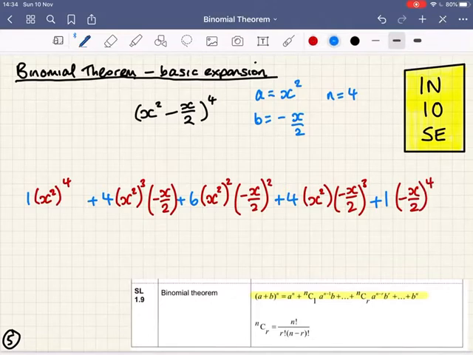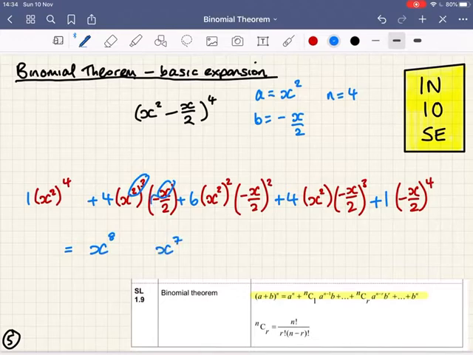Now, no panic, just go through each term and remember your laws of indices, and this should be straightforward. x squared to the power of 4, power of a power, we multiply the two together, so I end up with x to the power of 8. Now here, I've got x squared cubed, which is x to the power of 6, but I'm multiplying it by another x, so I end up with x to the power of 7.